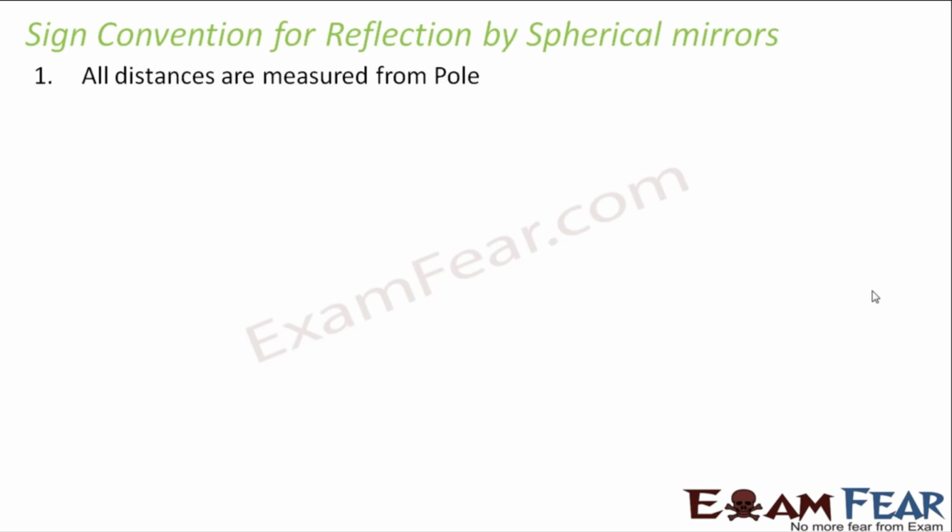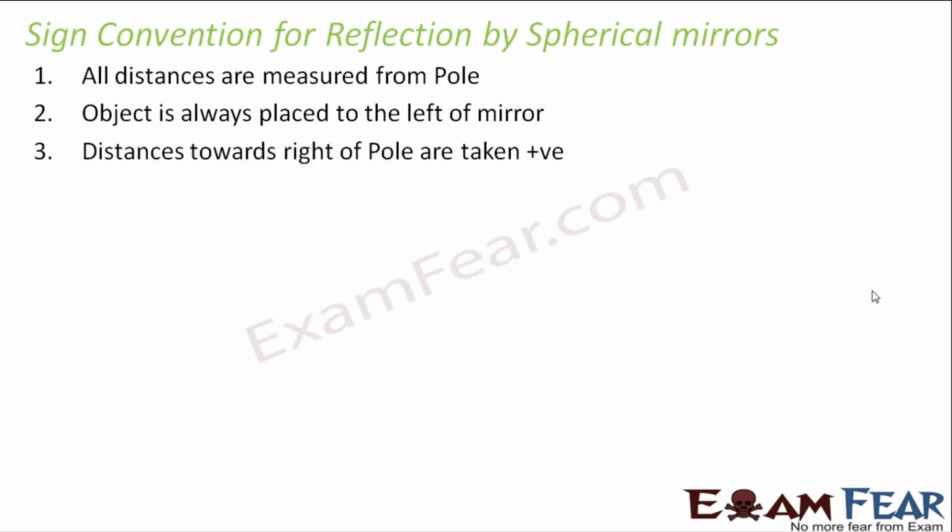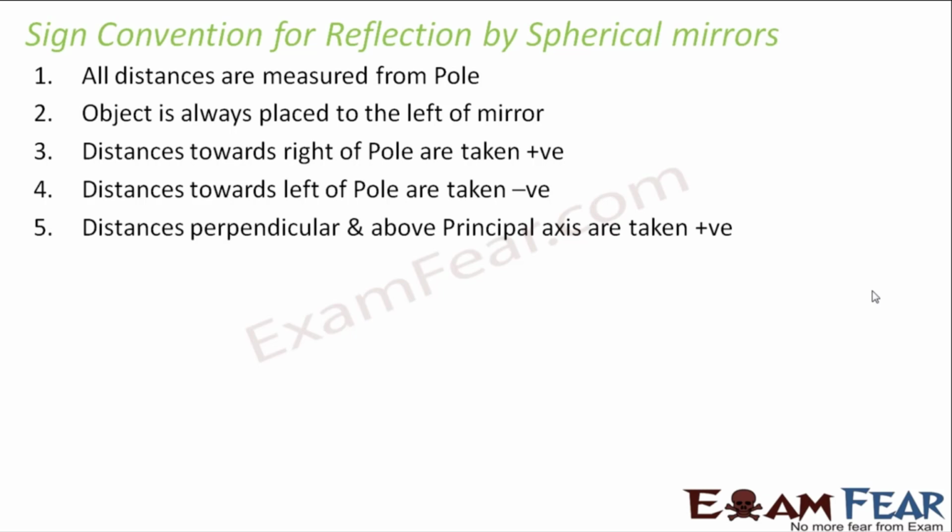The first convention is that all distances are measured from the pole. That means we consider the pole of the mirror as the origin. Next is, the object is always placed to the left of the mirror. Distances towards the right of the pole are taken as positive. That's because, as I mentioned, the pole is like your origin. So anything on the right hand side of the origin is positive, and anything towards the left hand side of the origin is negative. Distances perpendicular and above the principal axis are taken positive.